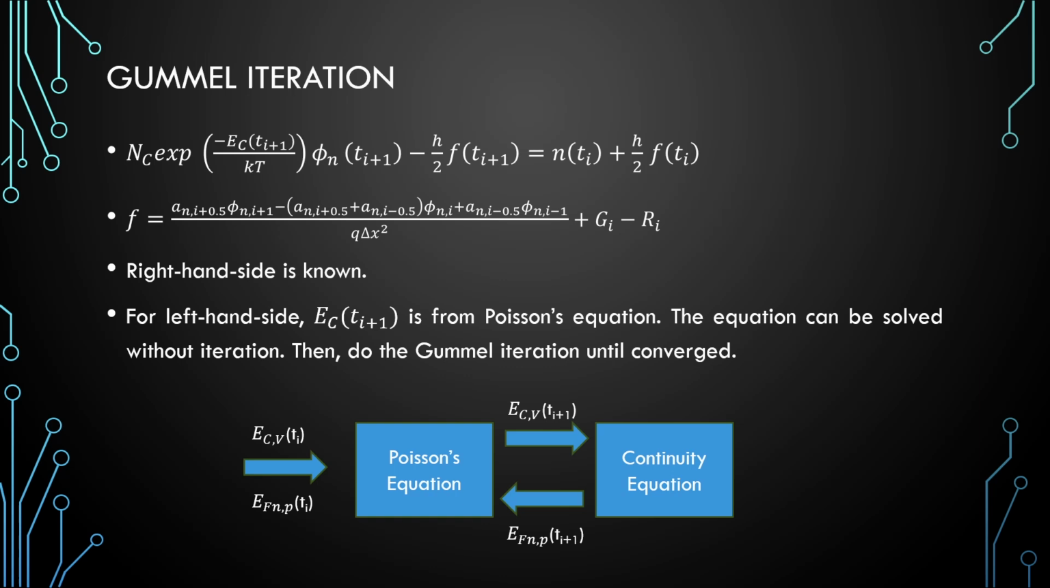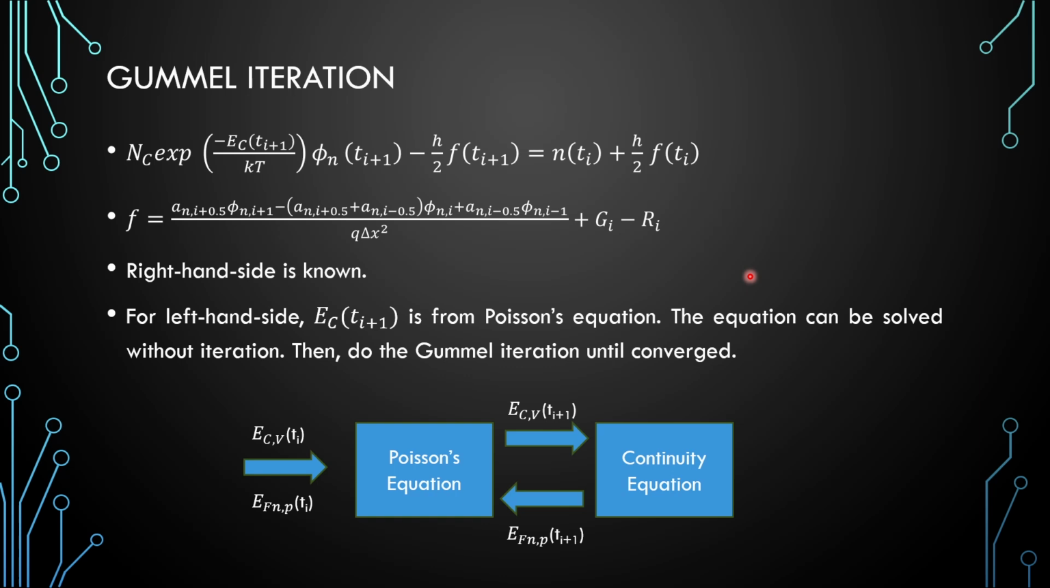And we can rearrange this equation so that now all the right-hand side is calculated from the solution at ti point. And for the left-hand side, that is what we want to solve, the phi n at ti plus 1. And then since this equation is linear, we can simply solve that. And now what we need to do is iteratively, self-consistently calculate it along with Poisson's equation.